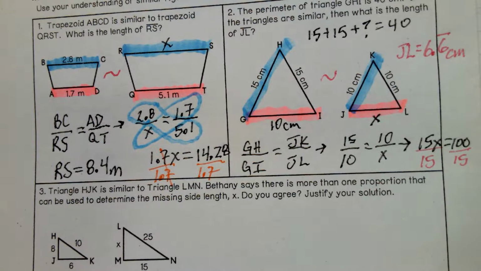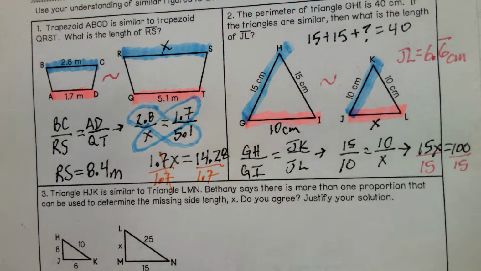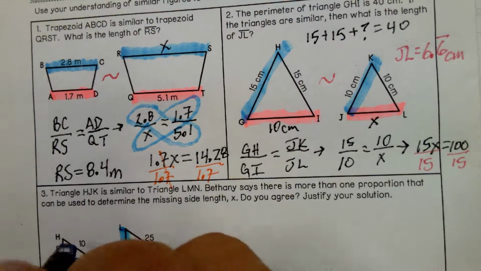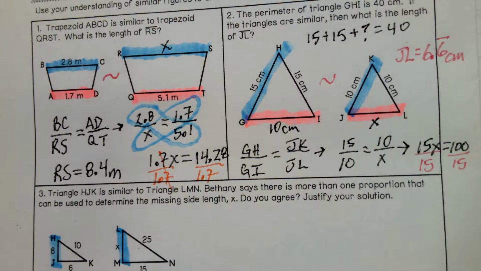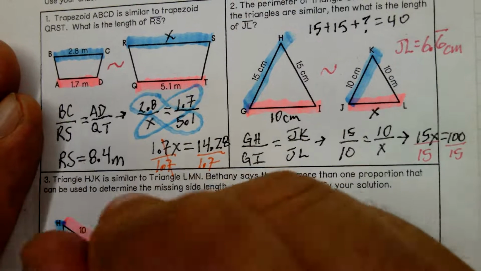So number three, triangle HJK is similar to triangle LMN. Bethany says there is more than one proportion that can be used to determine the missing side length, X. Do you agree? Is there more than one proportion? Yeah. We've done that before, right? We have to use this one and this one for sure because X is one of those. And then it just depends on what sides. You could pick 6 and 15, or you can pick 10 and 25.